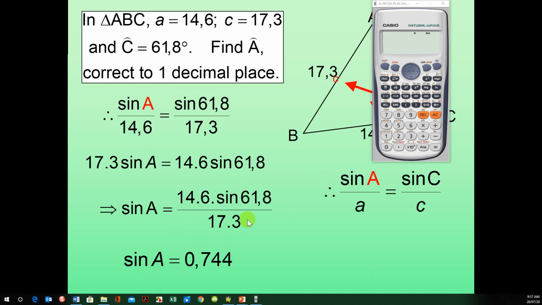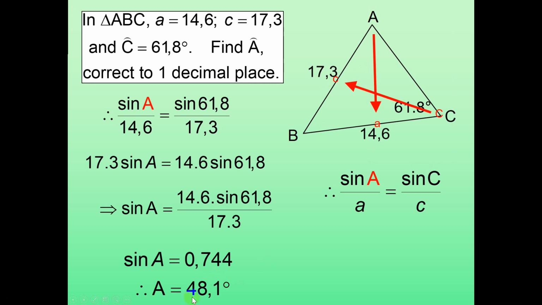0.744. Using our calculator to find angle A, note on the calculator we will use shift sine 0.744. We'll close the brackets and that gives us 48.07. Rounded off to 2 decimal places will be 48.07. To 1 decimal place, it will be 48.1. And we have angle A, which is equal to 48.1 degrees.